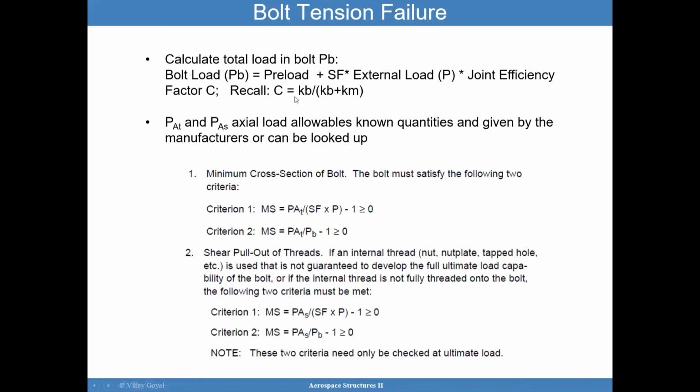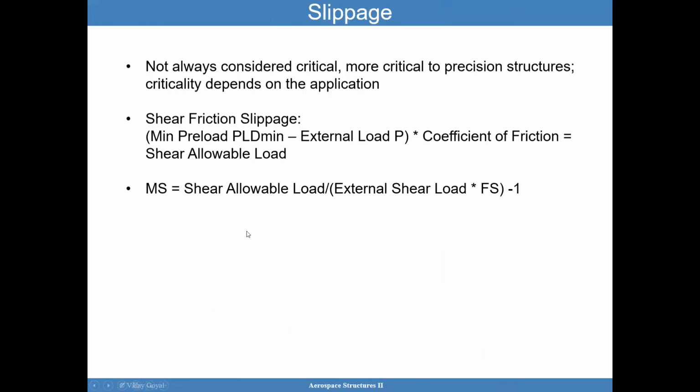You can then use these calculations to guide you in determining the minimum cross-section of the bolt based on these margin calculations. You can also do it for shear pull-out of the threads. So slippage is not always considered critical. It may be more critical for precision type structures, but its criticality depends a lot on the application.